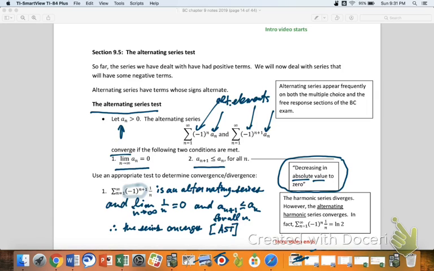Okay, so when you come to class, we'll look at some other alternating series, and later on the alternating series error bound, but that'll be a topic for another time.